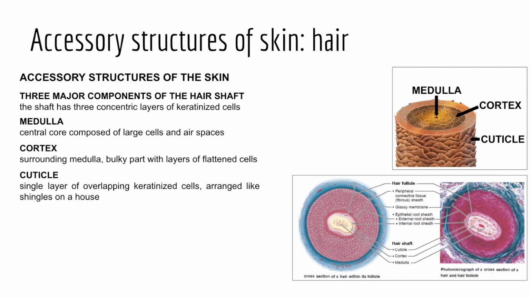And finally, we have the cuticle. We would see our cuticle is going to be in this region right here. This is a thin layer of very highly keratinized squamous cells arranged somewhat like overlapping shingles of a house covering the cortex. And maybe a better view of that is right here.